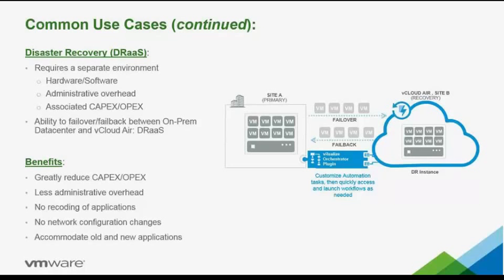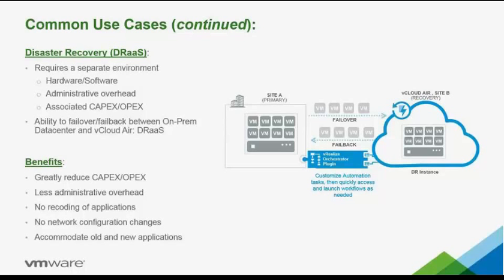The second one, which is very popular, especially for your SMB type of individuals, is disaster recovery. Disaster recovery typically needs a whole other environment, that hardware and software, with the associated administrative overhead, and that CapEx and OpEx that we talked about with dev test as well, same concept. And then you need to have the ability to fail over and fail back between your on-prem data center and vCloud Air.